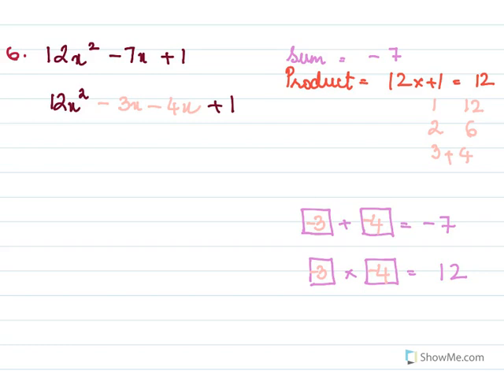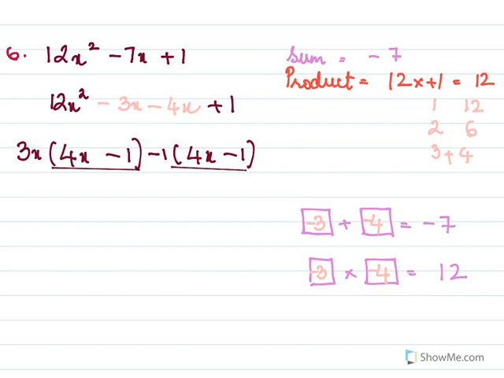I will take common out from these two. 12x square and 3x, common out will be 3x. That is 4x minus 1. From here, we will take also common out, and that will be minus 1. So what will remain here is 4x minus 1. Now 4x minus 1 will be common out. So you have 4x minus 1. What remains inside, we've taken this and this out, so what would remain inside is 3x minus 1.